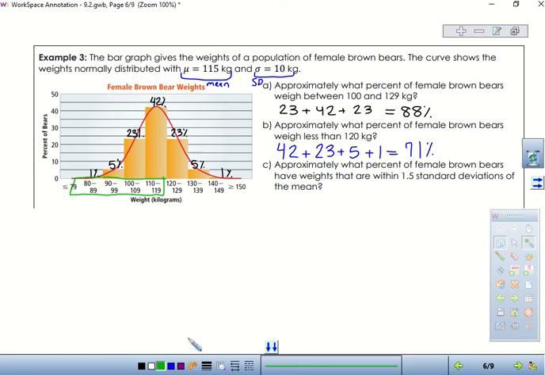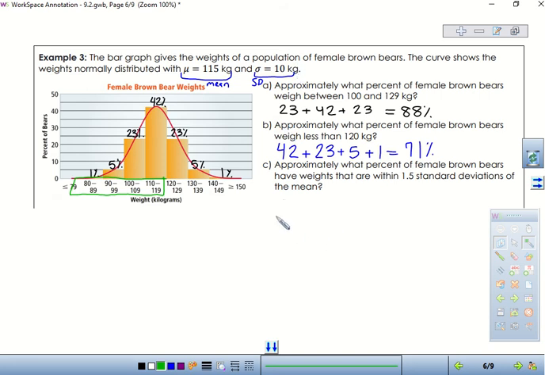Now, this is where you convert. This is basically a conversion part of the problem, where you're converting a non-traditional normal distribution curve into a traditional one in a way. So let's talk through this one. Approximately what percentage of female brown bears have weights that are within 1.5 standard deviations of the mean? In this case, we have 1 standard deviation of the mean given to us. How can we convert this to 1.5?